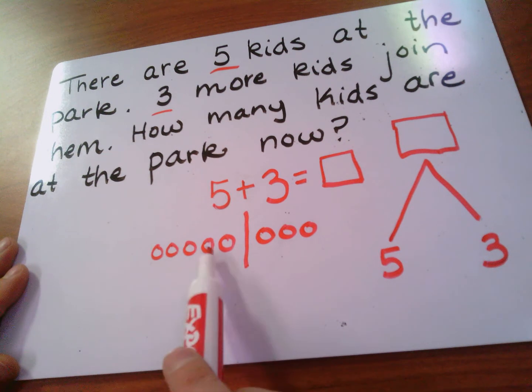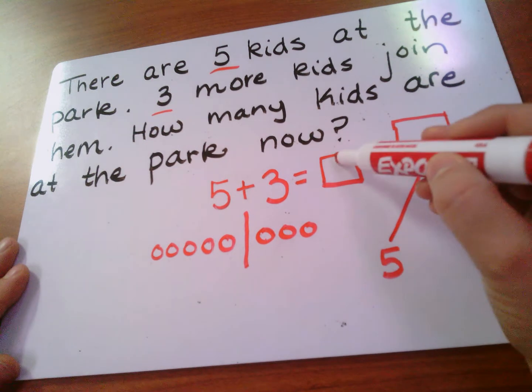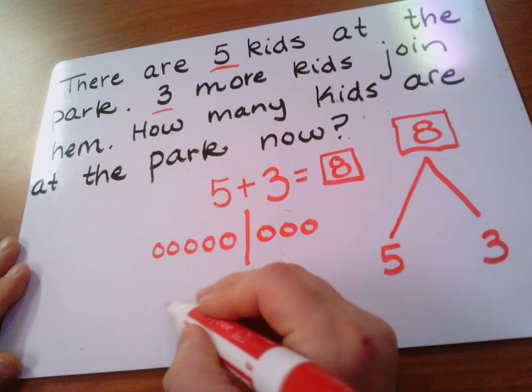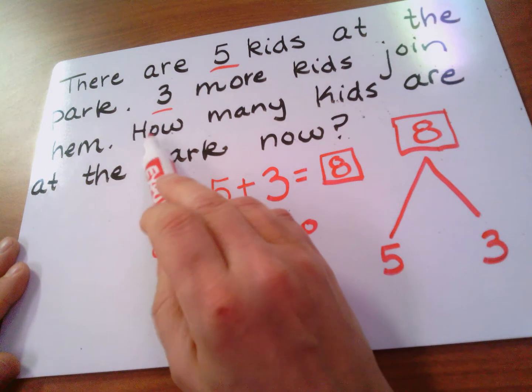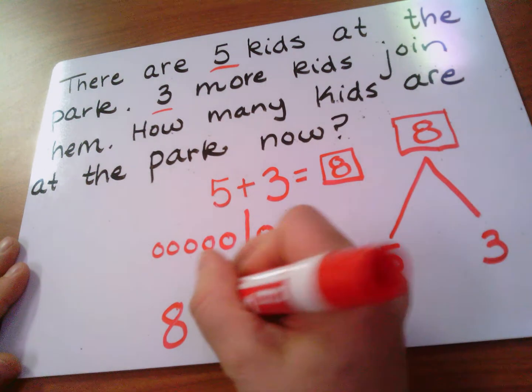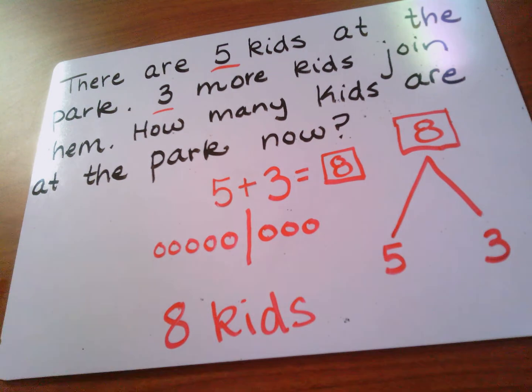Now go back and count how many circles we drew all together. 1, 2, 3, 4, 5, 6, 7, 8. So the answer is 8. And the label is, well, the question says how many kids are at the park now. The label is kids. So the answer is 8 kids.